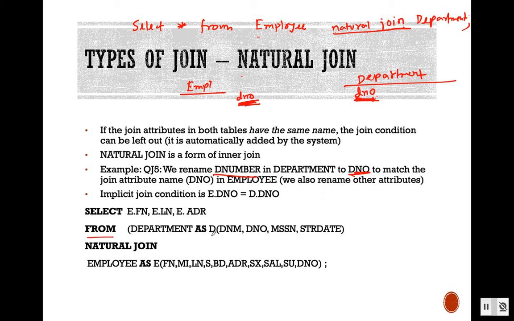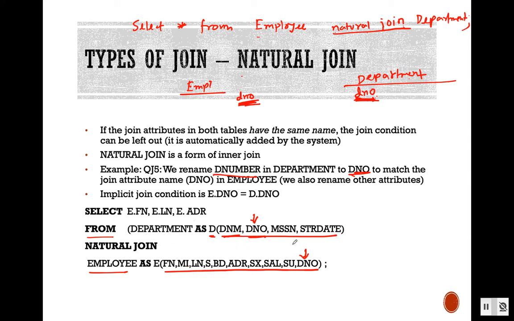From department as D, we know we can actually rename all the attribute names. So D as department name DNO, so we are renaming the department number D number attribute with DNO. Then we can implement natural join with employee, as all the attributes are renamed. So here it was already DNO, but we are showing how we can implement the natural join.